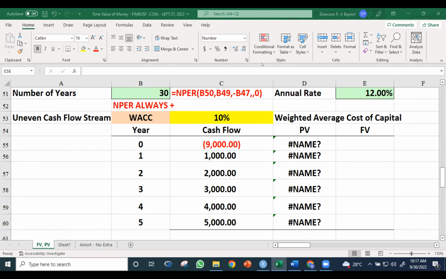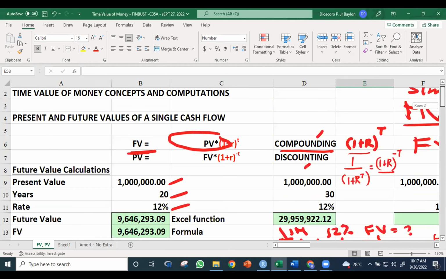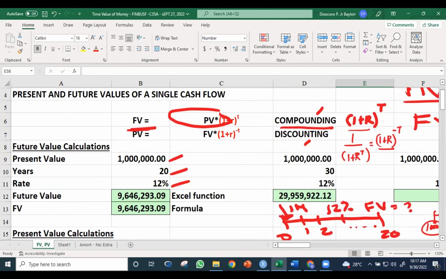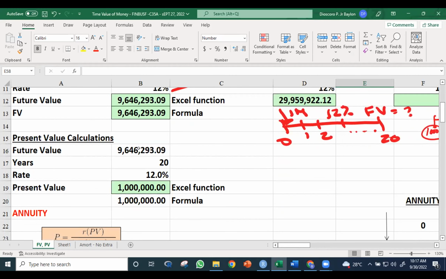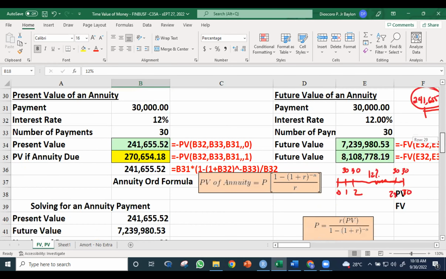Okay, so far, what we have done was to get the present value of one singular cash flow. For example, for this one, if we have 9.646 million after 20 years at 12%, how much is the present value? The present value as computed is 1 million. So we are computing for the present value of one cash flow, or we can compute for the present value of an annuity. If we're given 30,000 every year for the next 30 years, how much is its value now? What is its equivalent value?